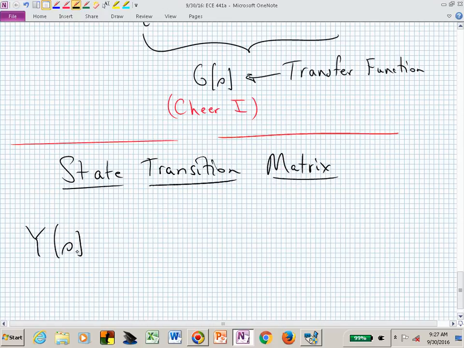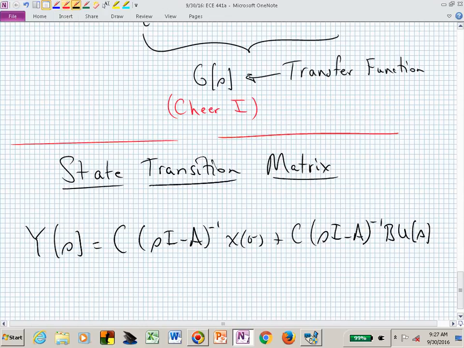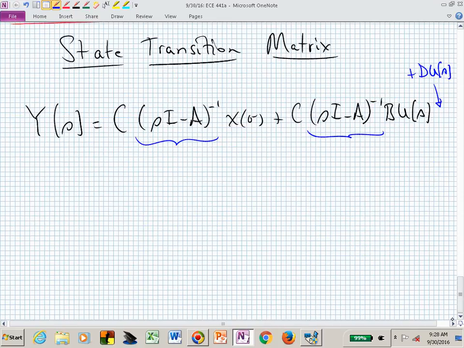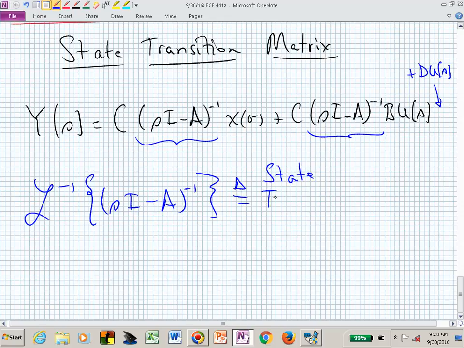Meaning, this y of s equation had C (sI minus A) inverse x of 0, plus C (sI minus A) inverse B u of s, and if we had the direct feed-through term, there was this plus D u of s. But you can see that in this, if the output is not directly connected to the input, this (sI minus A) inverse is appearing throughout. And that (sI minus A) inverse is defined to be what we're calling the state transition matrix, which is e to the At.